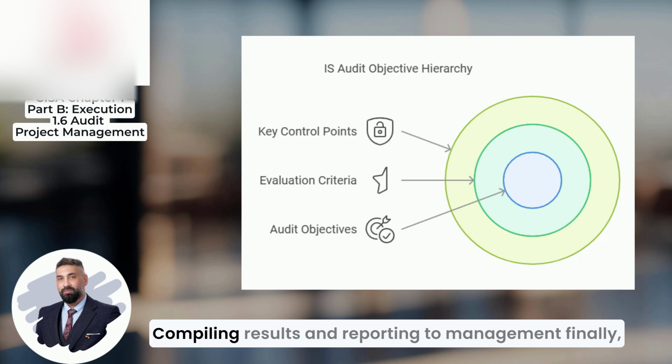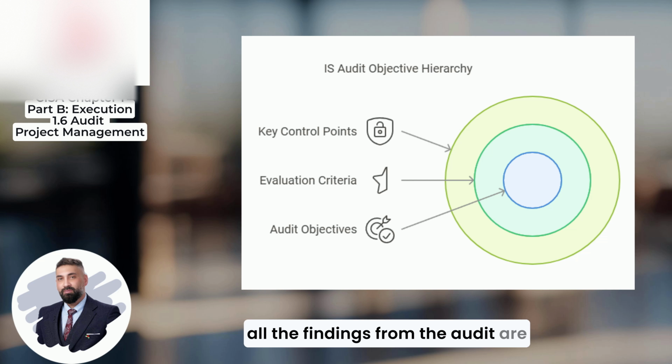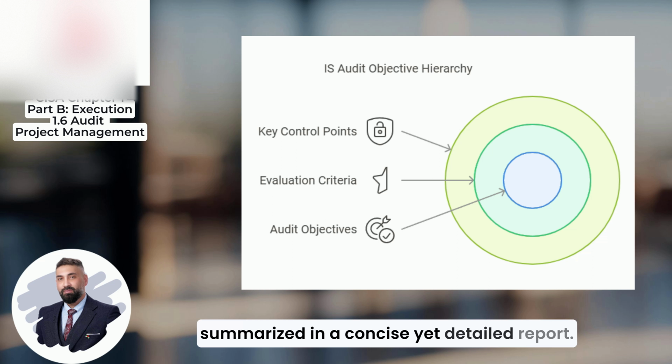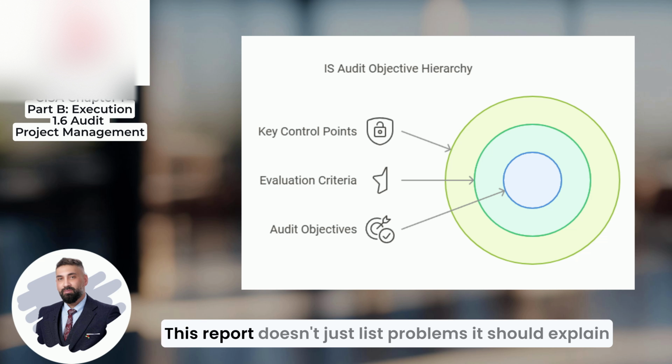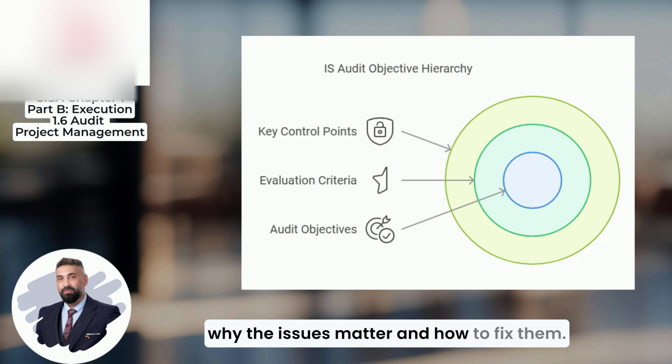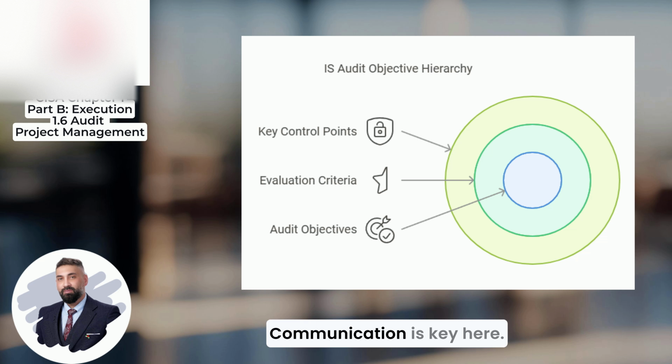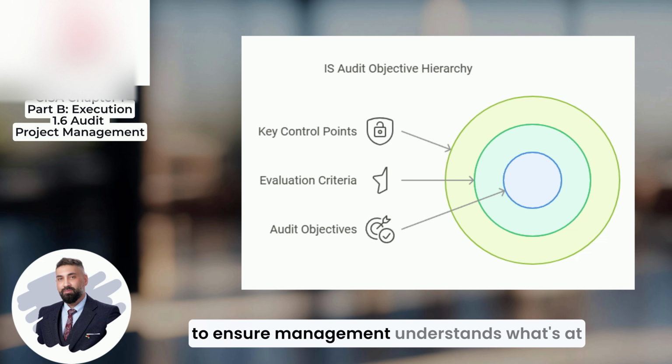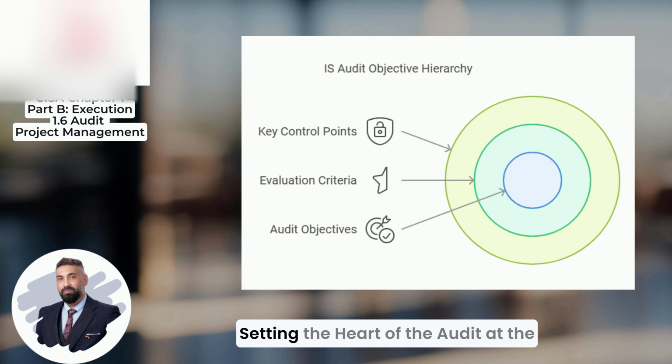5. Compiling results and reporting to management. Finally, all the findings from the audit are summarized in a concise yet detailed report. This report doesn't just list problems, it should explain why the issues matter and how to fix them. Communication is key here. The results must be presented clearly to ensure management understands what's at stake and can take informed action. Setting objectives, the heart of the audit.